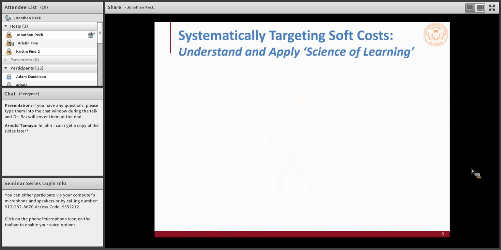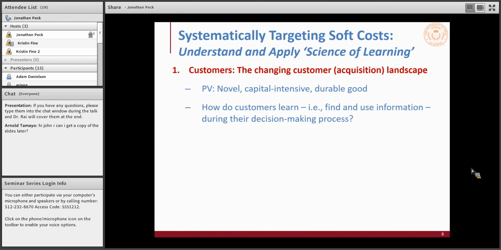As I pointed out, my emphasis has been to understand and apply the science of learning, both on the demand as well on the supply side. So on the demand side, customer acquisition is a big piece, but also is related to some of the other things that we talked about in terms of profits, but also how installers are able to organize their financing and business models. That all, at some point, touches upon how customers are engaging with this new technology.